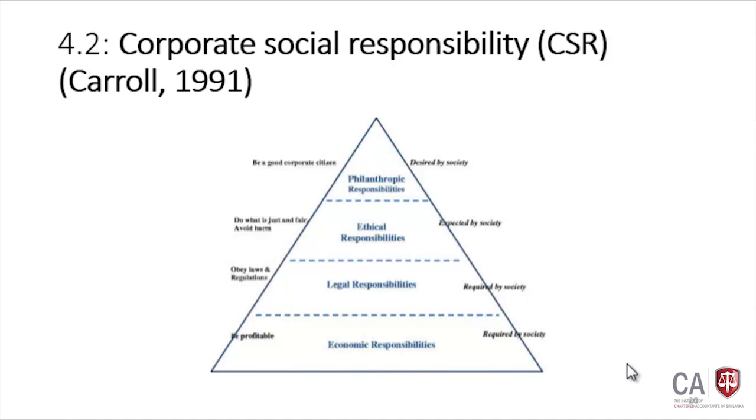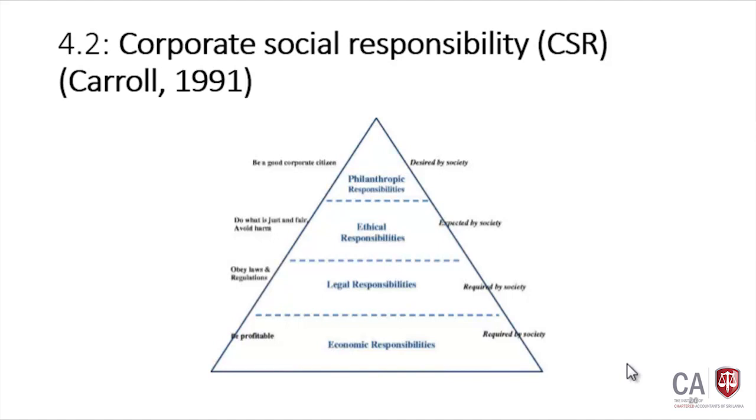From the business survival point of view, the most important responsibility according to Carroll is economic responsibility. Without fulfilling it, you can't survive even in the short run. Economic responsibility means be profitable, you want to make profit. From the shareholder point of view, this is the number one requirement. Therefore, the organization has a responsibility to fulfill this.